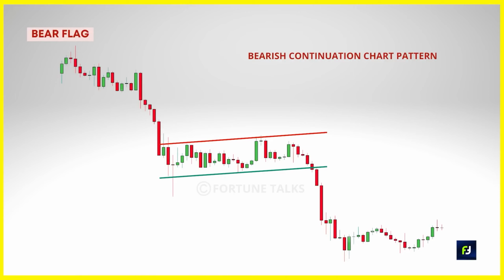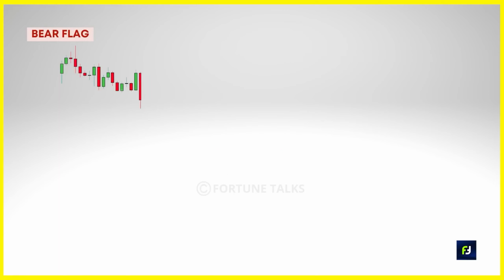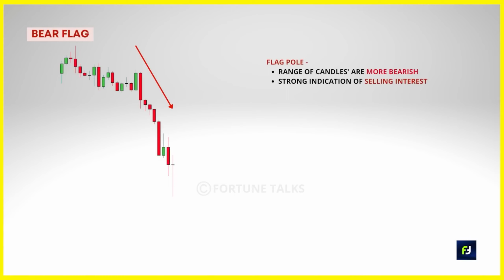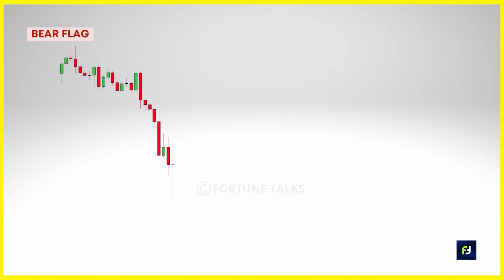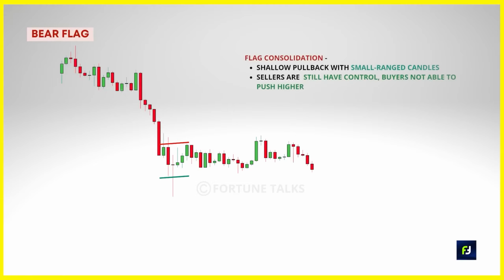Now here's how to identify a bear flag. First you have to look for a strong trending move lower. This means the range of the candles is more bearish than usual and they tend to close near the lows. After the strong bearish move lower, the market takes a break in the form of a pullback. Now the pullback should consist of smaller range candles compared to the earlier bearish move, and the tighter the range, the more likely the market will break out lower.